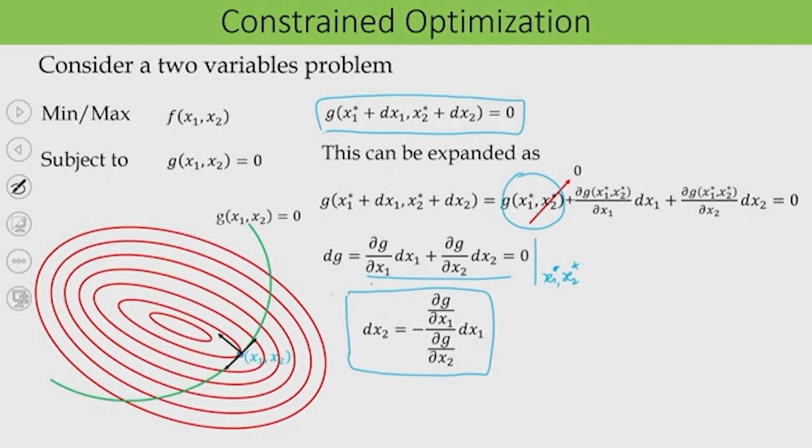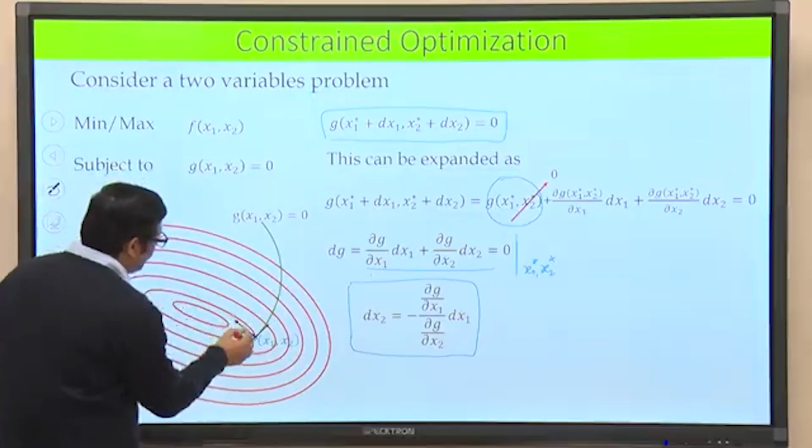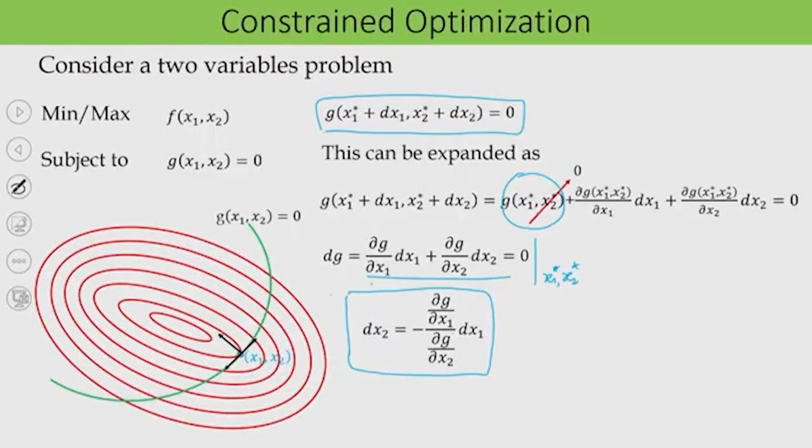Suppose I want to change the value of x1 by dx1. The corresponding dx2 I can calculate using this equation, and only that new point will be your admissible point. If I look at this point, right now I am here. I can go along this direction or along another direction, but I cannot go along this direction. Suppose this is the direction d.